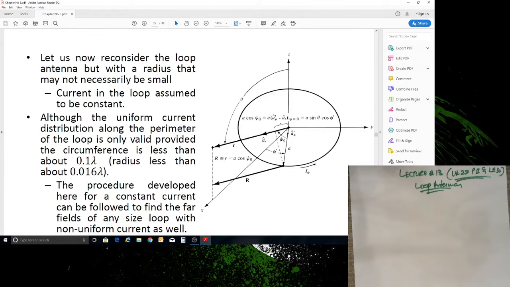So in this particular case, from the origin till the observation point, this distance is small r, as we've seen for the earlier cases as well, and from the observation point to any point on the loop, for example if you talk about this loop, we call this distance as r.